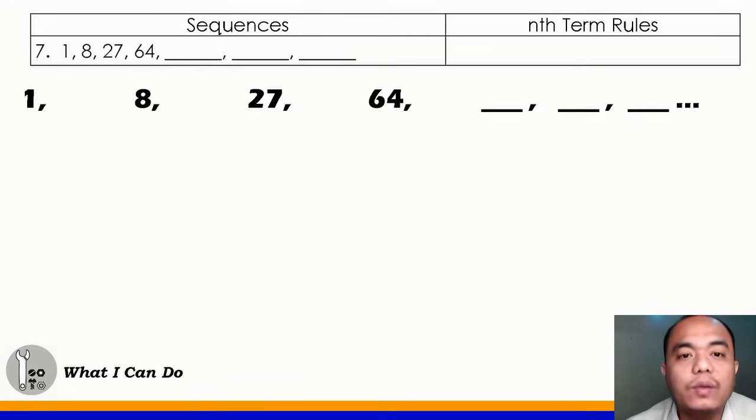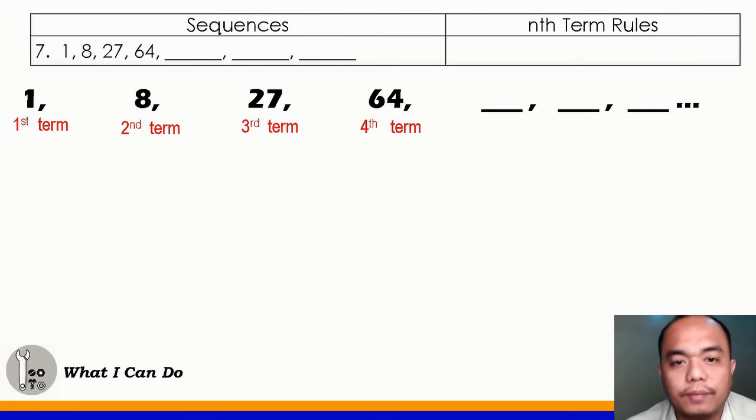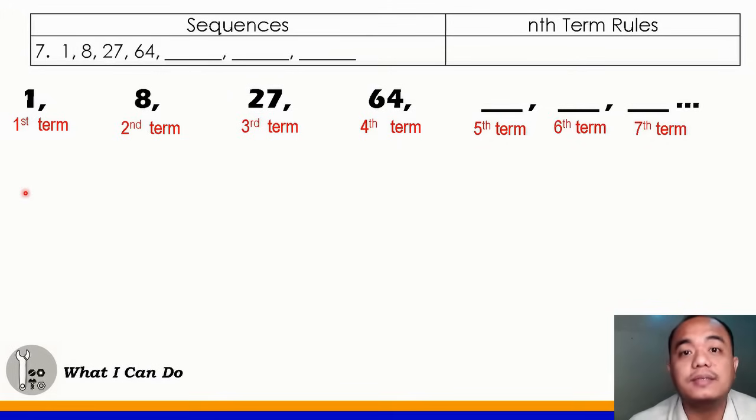So we have 1, we have 8, 27, and 64. So this is the first term, the second term, the third term, and the fourth term. So gagamitin natin yung term number. Also, we have fifth term, the sixth term, and the seventh term. Gagamitin natin yung mga term number na to para makuha yung mga ibinigay na mga numbers.